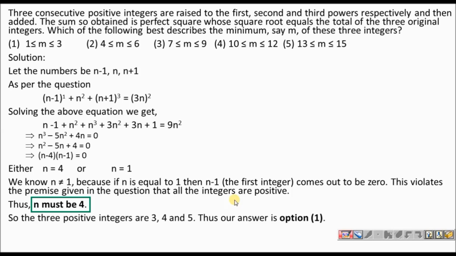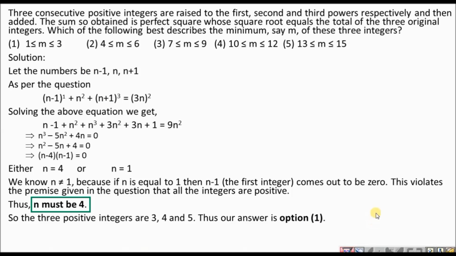So the three positive integers will be 3, 4 and 5. And thus our answer is option number 1. The question asks, what is my first number? It says the minimum. So the first number, which is nothing but 3, lies between 1 to 3. So option number 1 is my answer.